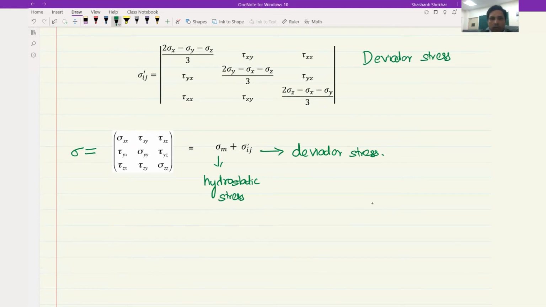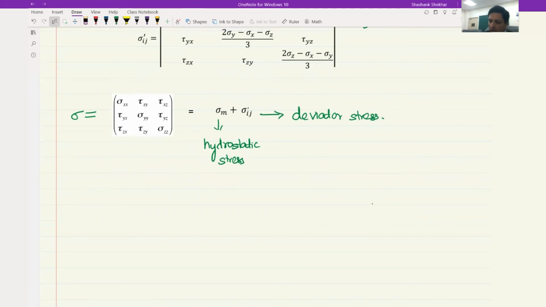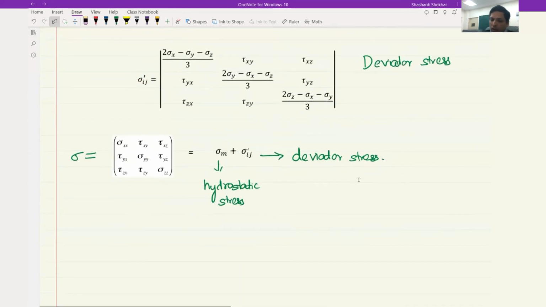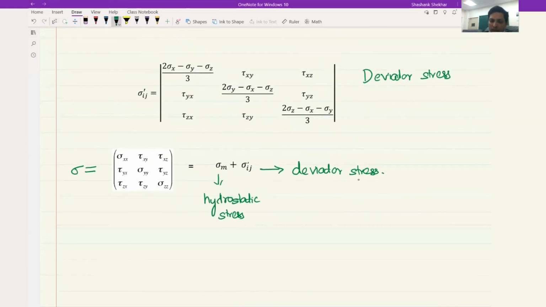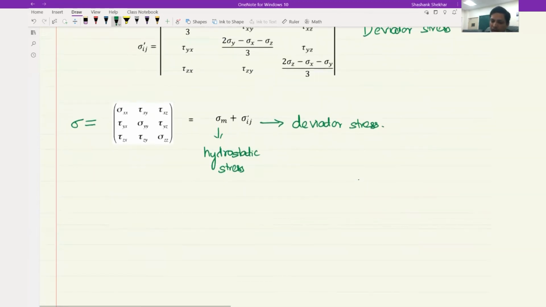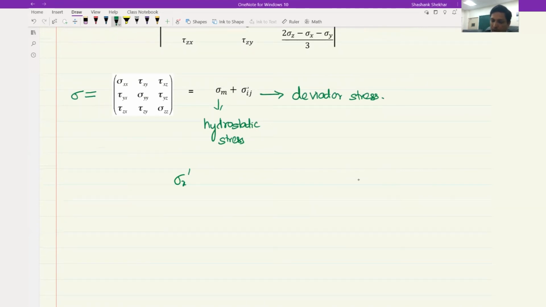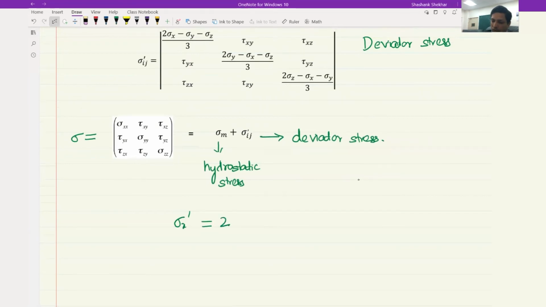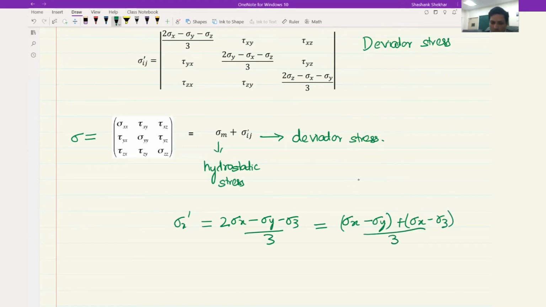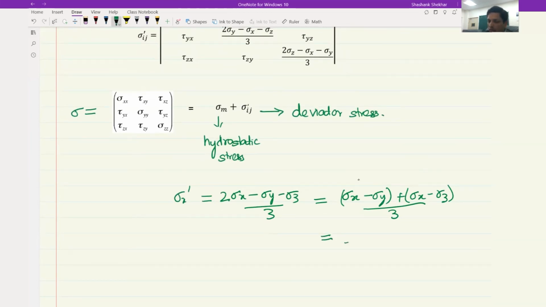So this stress quantity is clearly composed of hydrostatic stress and deviator stress, but that is not all. What we will see again now is that this deviator stress is actually composed only of shear stresses. How? Let's see. Now we have this quantity. So these are purely shear quantities, tau. Now the only ones that we are not able to recognize as shear are these quantities: 2 sigma x minus sigma y. Let's call it sigma x prime, which is equal to 2 sigma x minus sigma y minus sigma z by 3. But this can also be written as sigma x minus sigma y plus sigma x minus sigma z by 3.